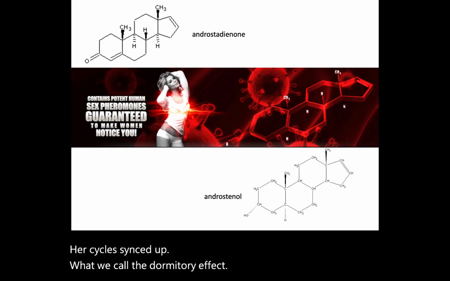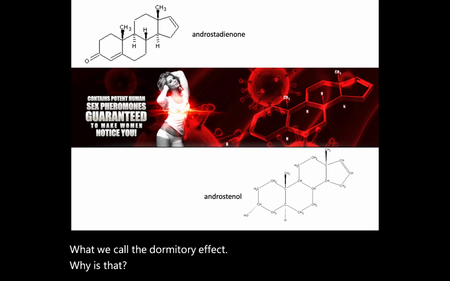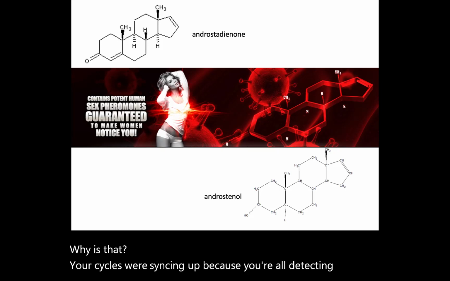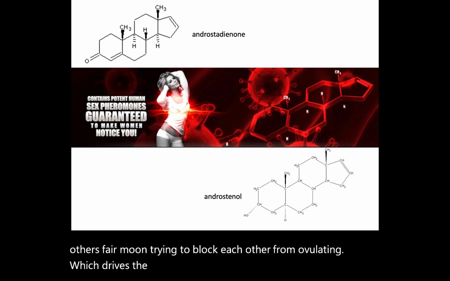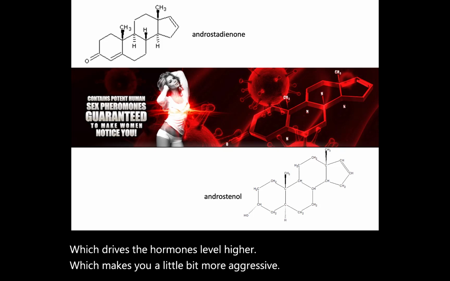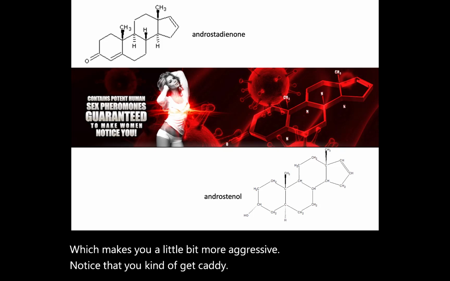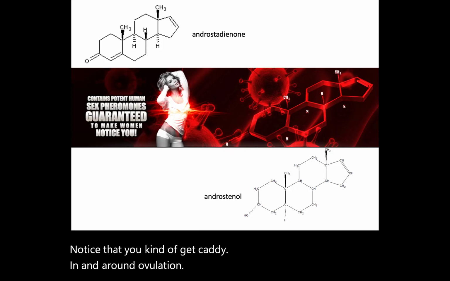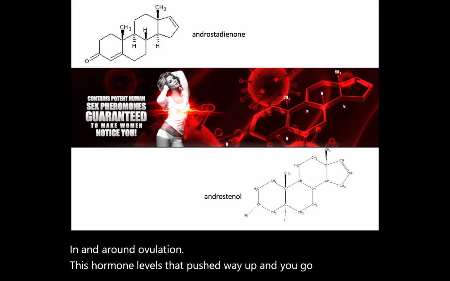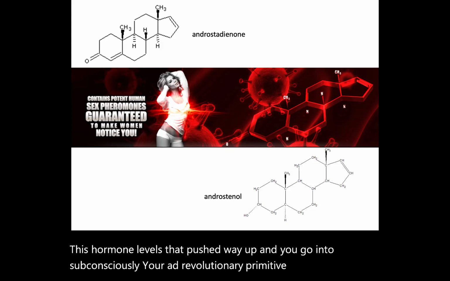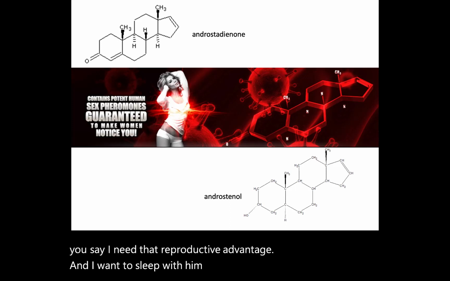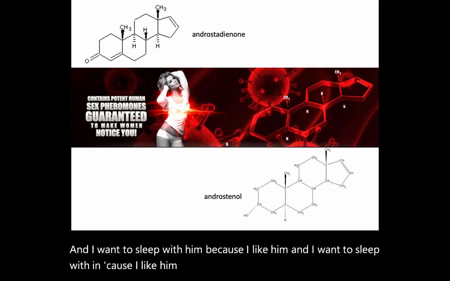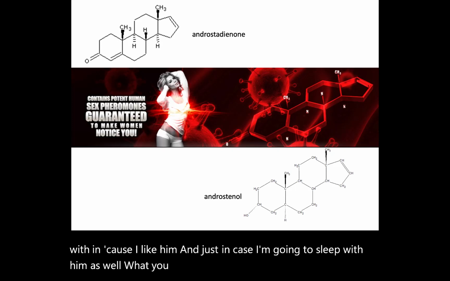Why is that? Your cycles were syncing up because you're all detecting each other's pheromone, trying to block each other from ovulating, which drives the hormone levels higher, which makes you a little bit more aggressive. You ever notice that you kind of get catty in and around ovulation? Because those hormone levels get pushed way up. Subconsciously, your evolutionary primitive brain kicks in and you say, I need that reproductive advantage. I want to sleep with him because I like him, and just in case, I'm going to sleep with him as well. What you doing Friday? What you doing Saturday afternoon? What you doing Saturday night?